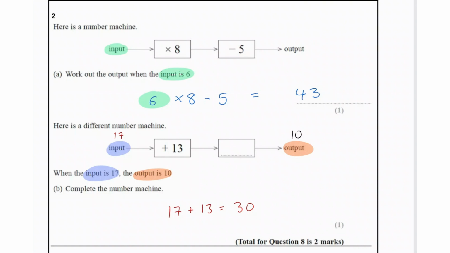So we could take away 20. 30 take away 20 is 10. Or we could do something like divide by 3. 30 divided by 3 is 10. So the exam would allow different answers here. You wouldn't have to have the same answer as someone else. So whoever's marking your paper would mark it correct if it works. So either of those would be a good answer.